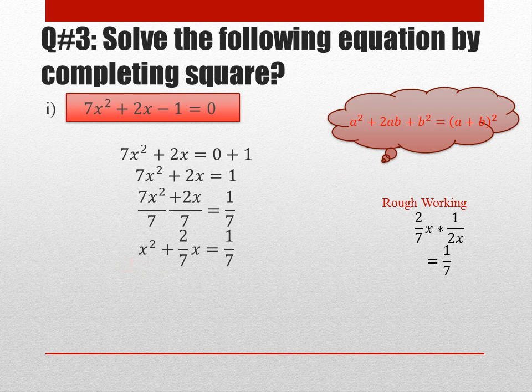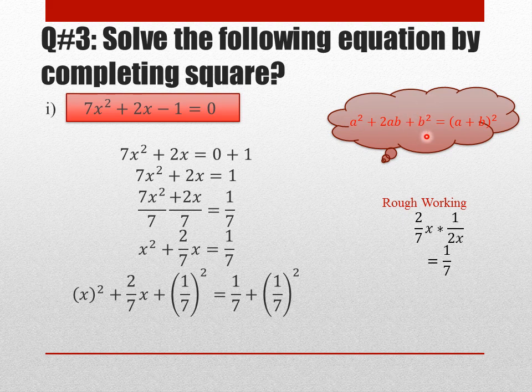Writing the next step, the first term would be x square, that would be our a square term, then plus 2 by 7x is the term of our 2ab plus b square. Instead of b, we will write this term 1 over 7 and square will remain the same. Equals 1 by 7 will remain the same. Now I have added 1 by 7 square here as well because I have added it to the left side of the equation. So to cancel the effect, we have to add it to the other side of the equation.